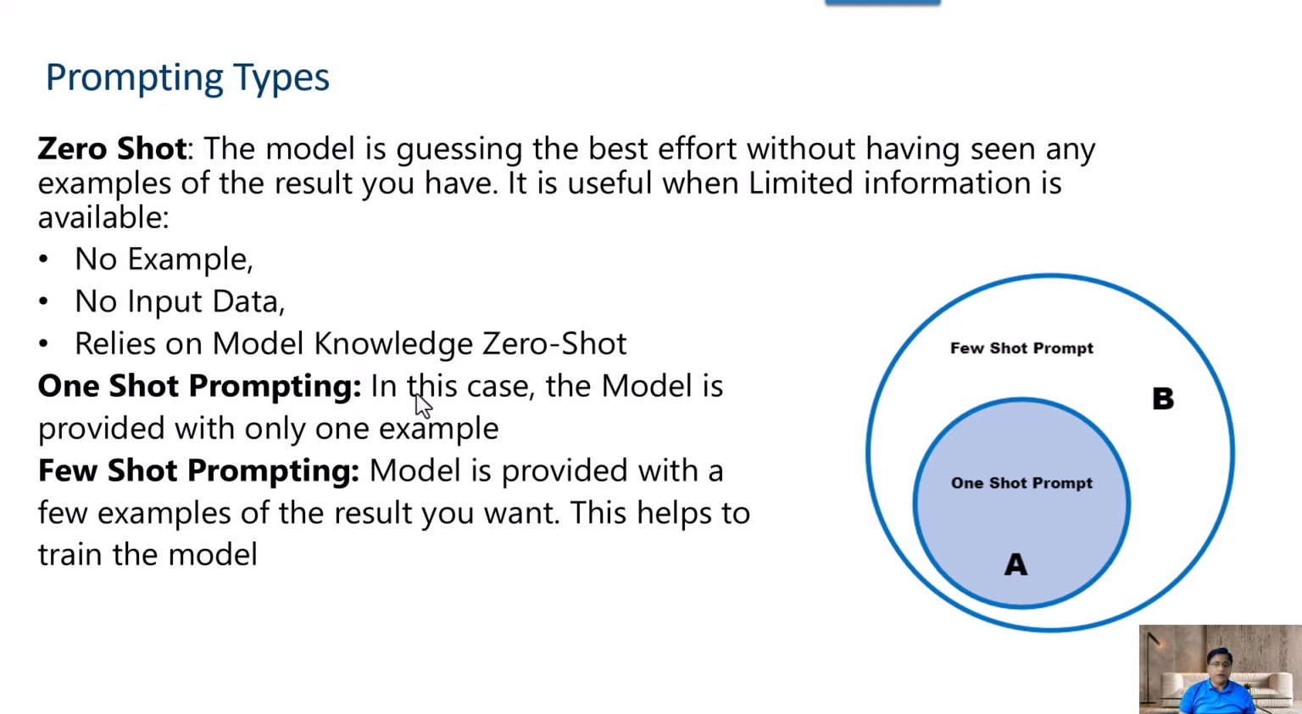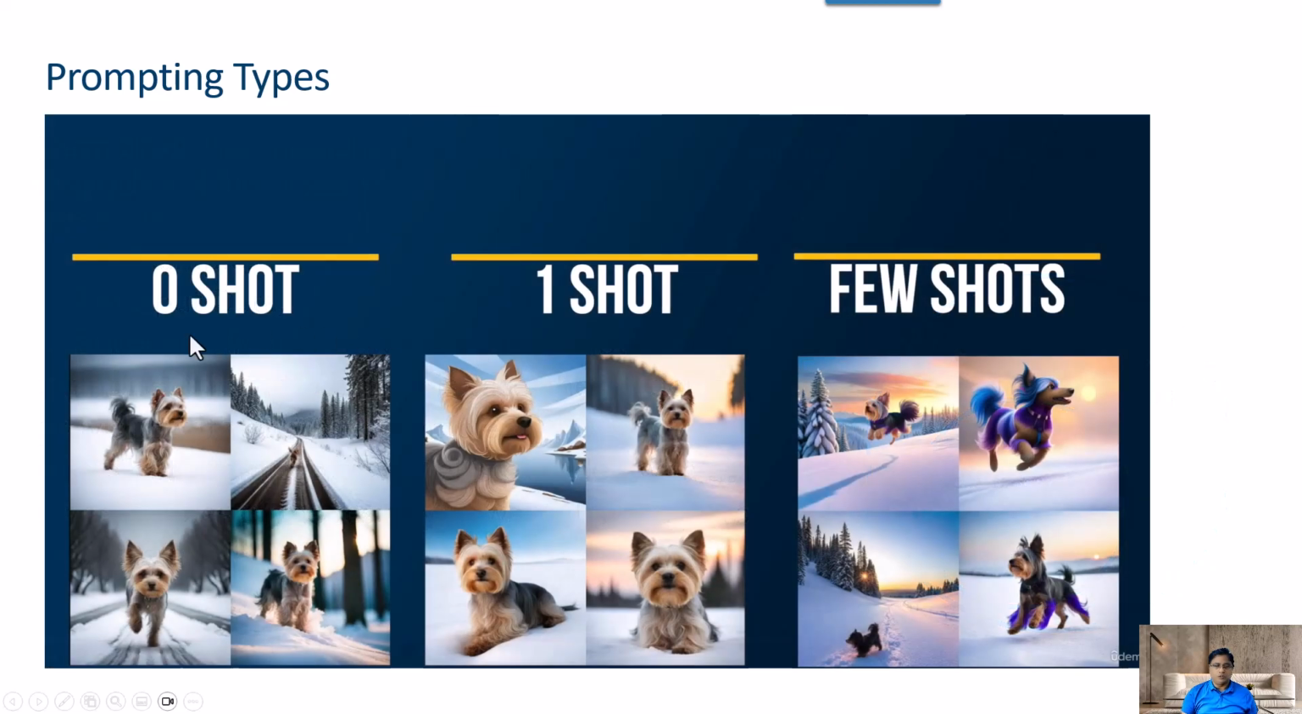One shot prompting, in this case, you only provide one example and then tell the prompt to figure out the result outcome. And then few shot prompting, where you provide a few examples, and these examples are training the model and then providing you the output. Then after you give these examples, you are asking a question. So based on that training which it received from the examples, it is going to give you the outcome.